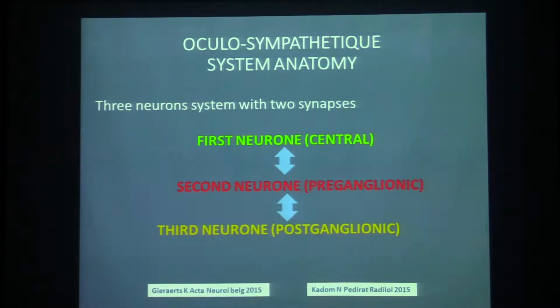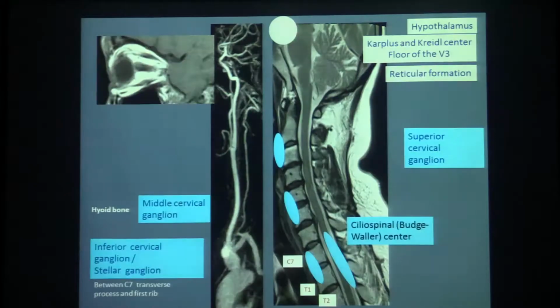When you open your eyes, there is a part of both muscles. To know where to find something when you have Horner syndrome, you have to know the oculosympathetic system anatomy, and it is a 3-neuron system with 2 synapses. The first neuron is called the central neuron. The second neuron is the preganglionic neuron, with a synapse in between, and the third neuron is called the postganglionic neuron.